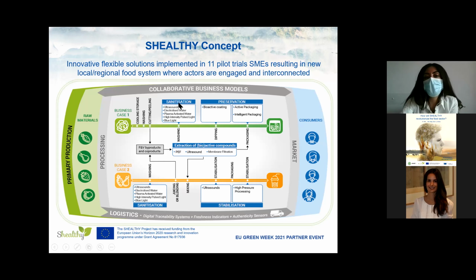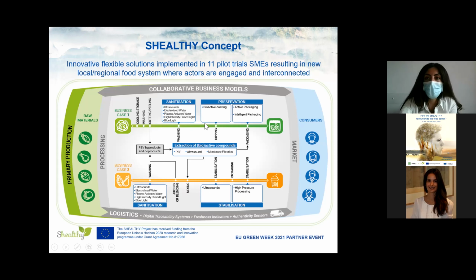So we are going to implement sanitization and preservation technologies like ultrasounds, electrolyzed water, or bioactive coating, active packaging, intelligent packaging. While in business case two, so fruit and vegetable based juices and smoothies, we are going not only to optimize sanitization technology, but also stabilization like ultrasound and high pressure processing.